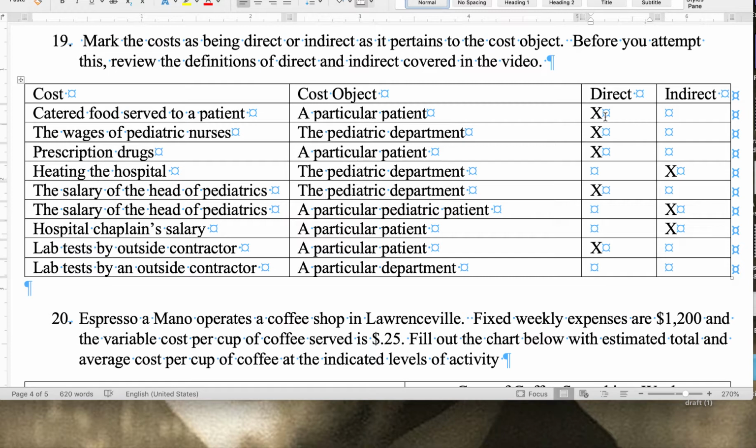Lab tests by an outside contractor to a particular department. Guess what? We could easily and conveniently trace the cost of lab tests to a particular department. We know how many tests a particular department ordered. We know the cost of those tests. We can easily and conveniently trace those. So that's direct. So the key here is to ask yourself, can I easily and conveniently do it?